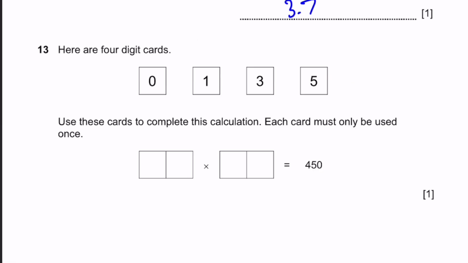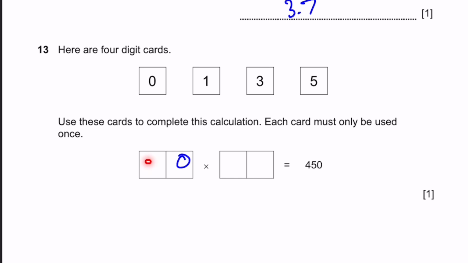Question 13. Here are 4-digit cards. Use these cards to complete this calculation. Each card must only be used once. So 2 cards here to form a 2-digit number. Another 2 cards to form another 2-digit number. Multiply them, we get 450. So to get 450, the last digit is 0. That means the 0 is one of the last digits here. You can write it anywhere, here or in the other position as well.